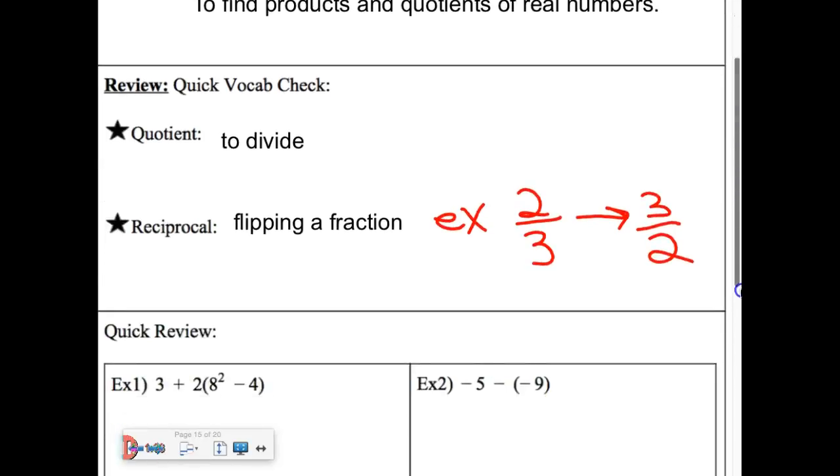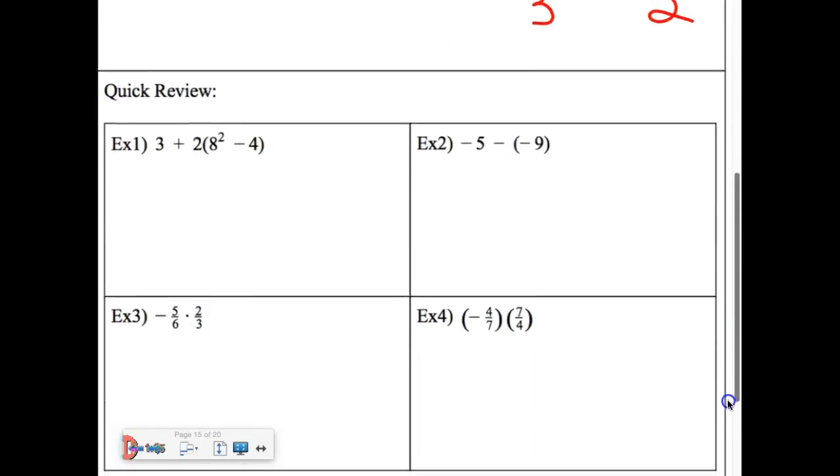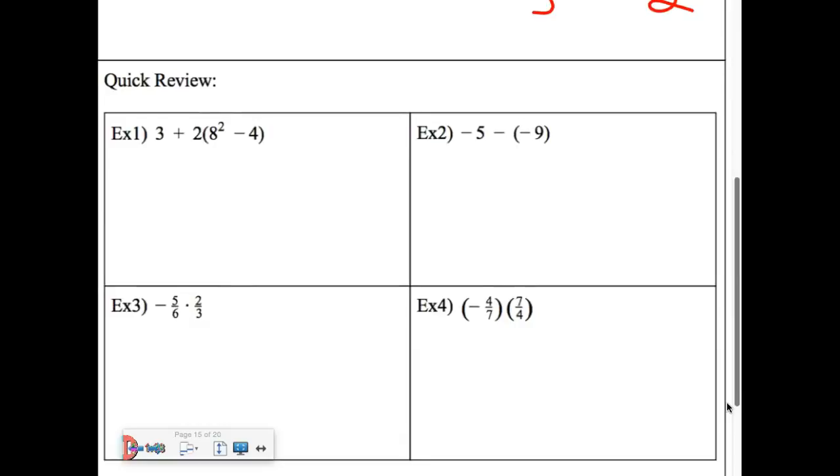Now before we get into this, let's review what we've been doing. We do have a test coming up. So let's bring everything back, everything that we've done. Number 1 is an order of operations review. Let's see where we're at. Reminder, we're doing parentheses, exponents, multiplication, division, adding, subtracting. The very first thing that I see is I have parentheses, and inside that parentheses, I have an exponent. So that's the very first thing I'm going to do.